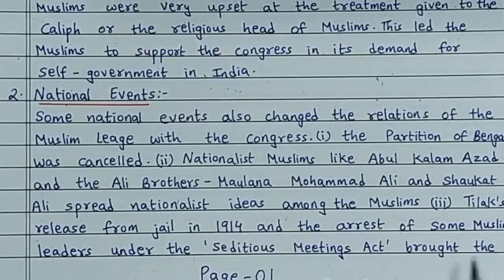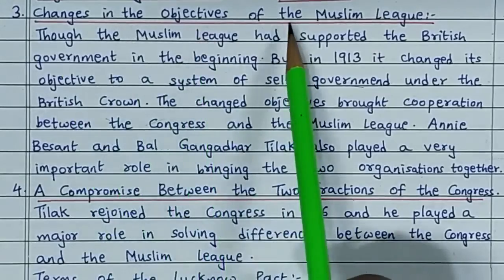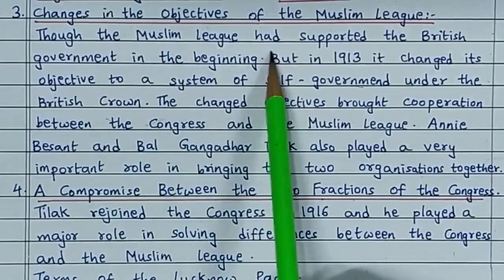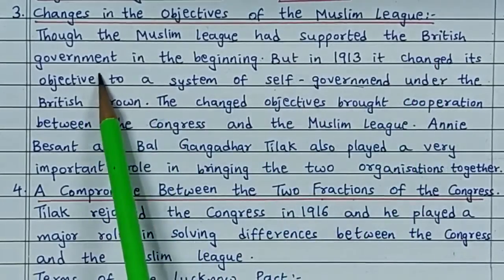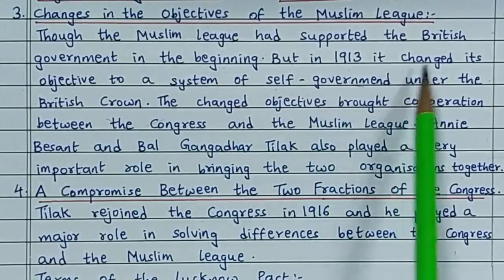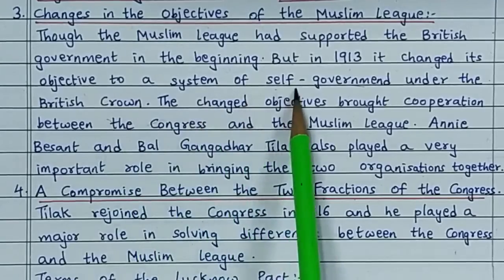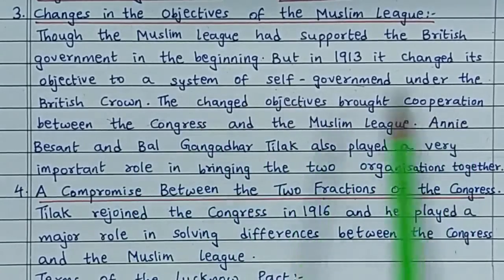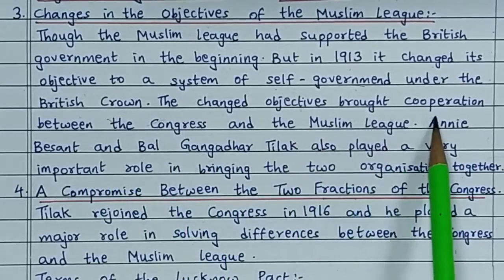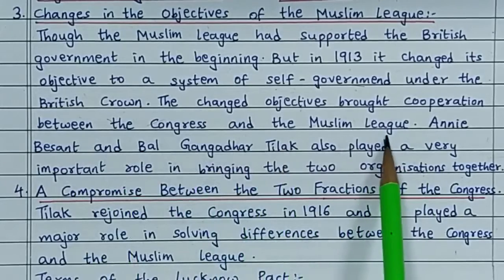Third, Tilak's release from jail in 1914 and the arrest of some Muslim leaders under the Seditious Meetings Act brought changes in the objectives of the Muslim League. Though the Muslim League had supported the British government in the beginning, in 1913 it changed its objective to a system of self-government under the British Crown. The changed objectives brought cooperation between the Congress and the Muslim League.